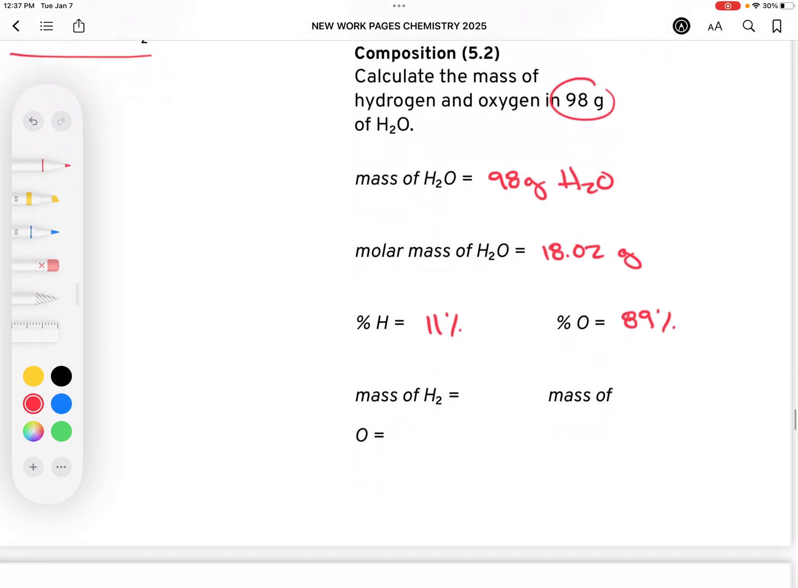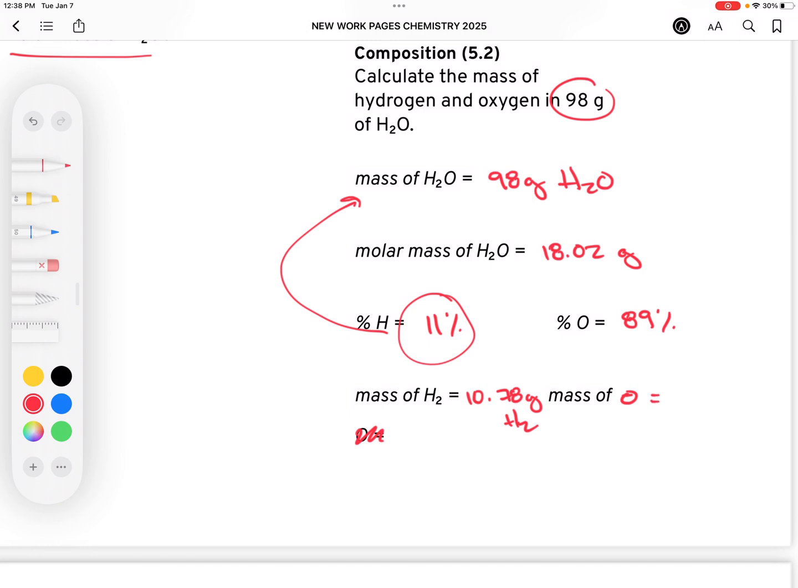All right, now this is where we apply our percentage to the actual value we're working with. So if I have 98 grams of water, how many grams of hydrogen do I have? And so what I do is I just multiply it, okay? So I do 0.11, and then I multiply that to 98, and that gives me a total of 10.78 grams of H2.